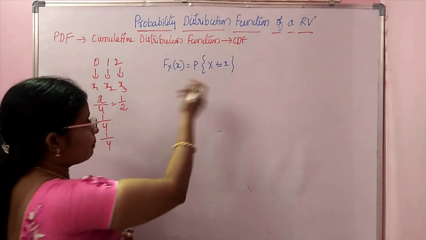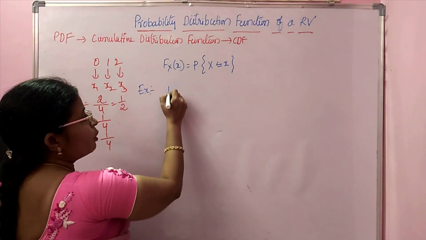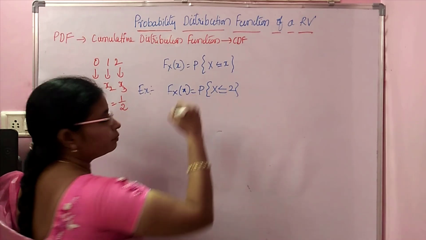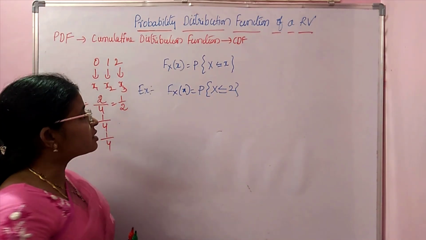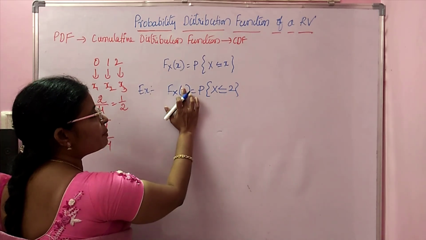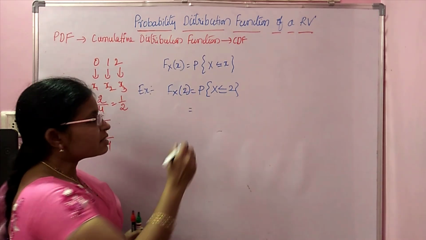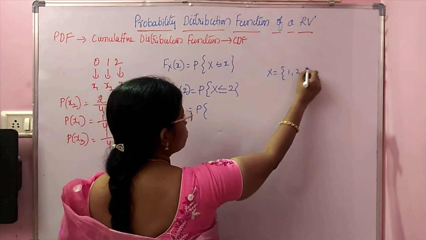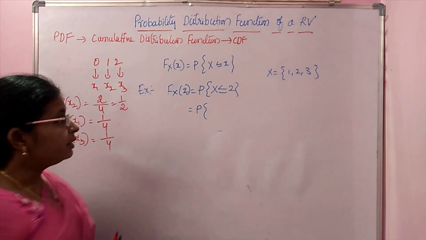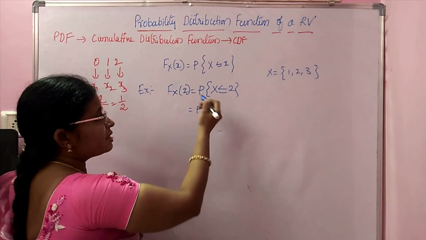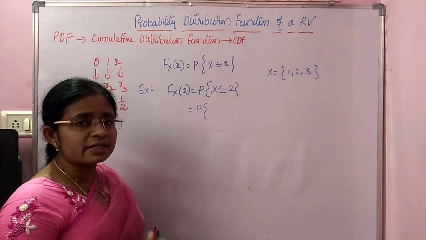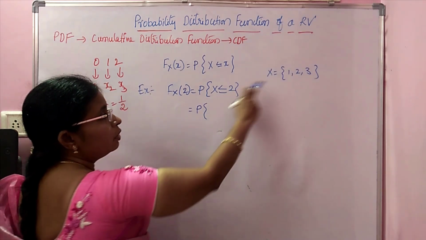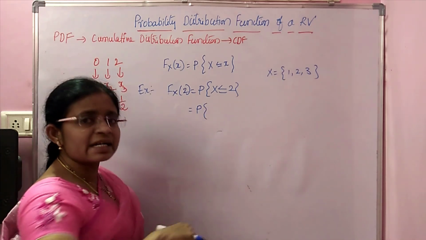For example, suppose I take an example. Suppose your Fx of x is P of X less than or equal to 2. Then what is this Fx of x? You must represent it with 2. Suppose your random variable consists of the elements like this, 1, 2, 3. Then what is P of X less than or equal to 2? It is the sum of the probabilities for the random variable values which are less than or equal to 2. Now 2 is equal, so 2, and less than that is 1.